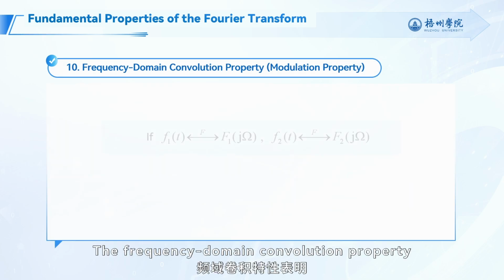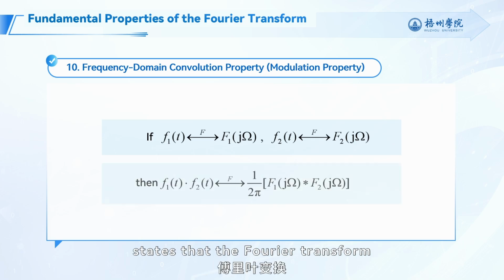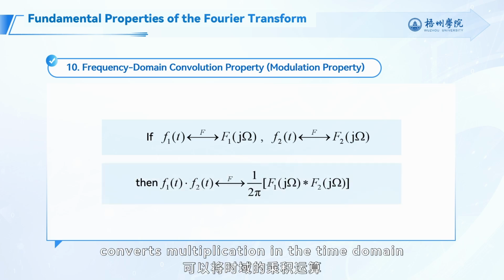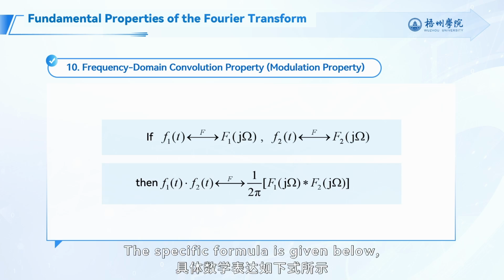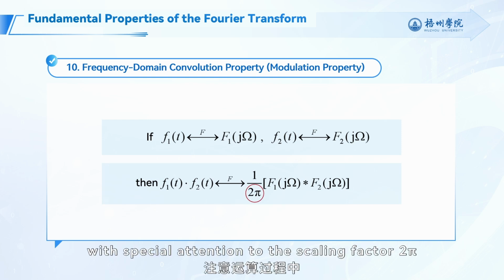The frequency domain convolution property states that the Fourier transform converts multiplication in the time domain into convolution in the frequency domain. The specific formula is given below, with special attention to the scaling factor 2 pi in the operation.